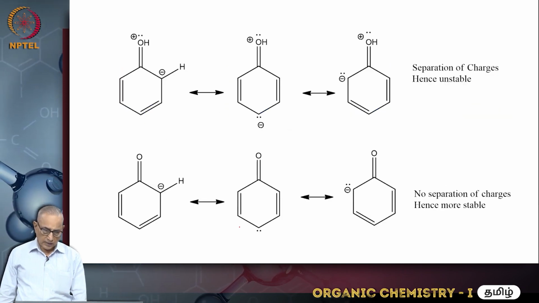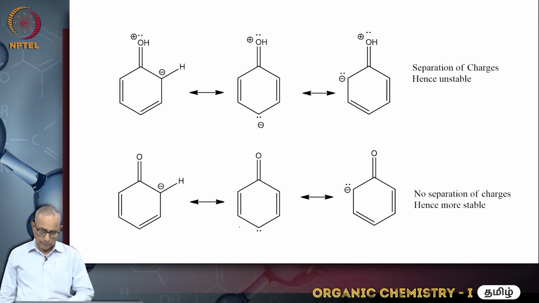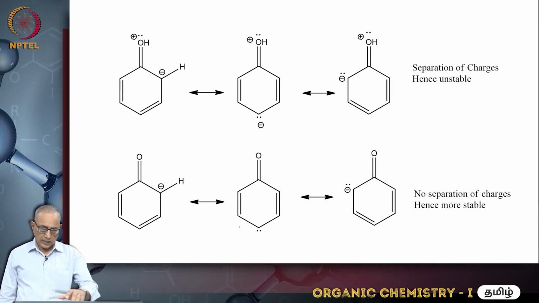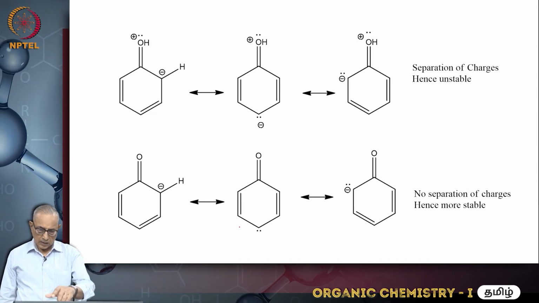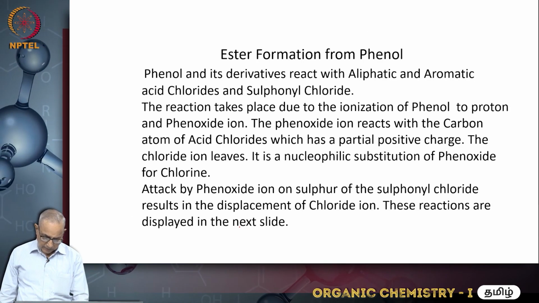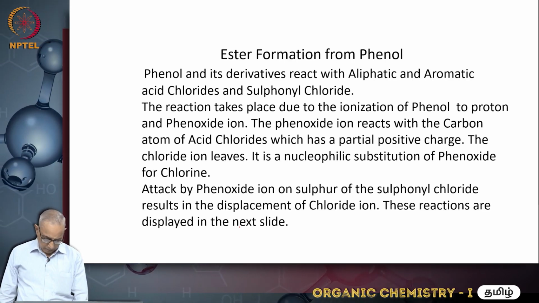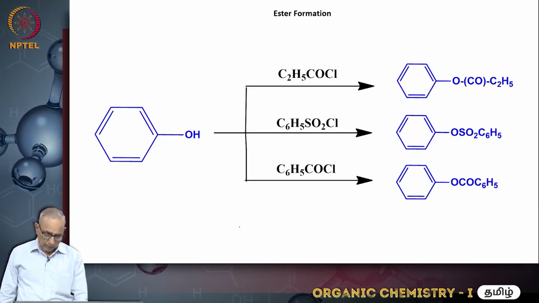It shows the resonance of the phenol and the phenoxide ion. The resonance structure is here. Here there is no separation of charges, here there is separation of charges. This is unstable, this is more stable. That is why phenol is a very strong acid compared to alcohols.